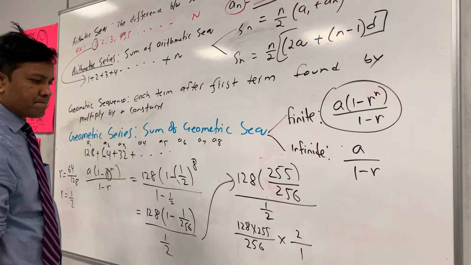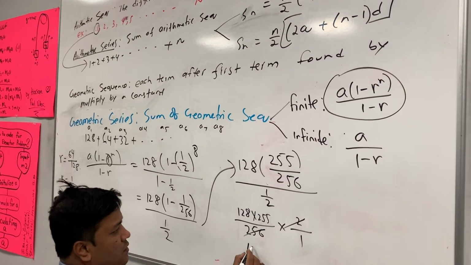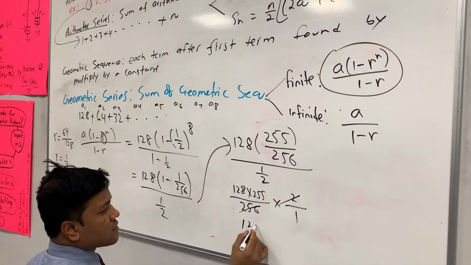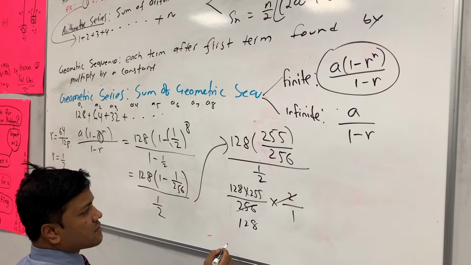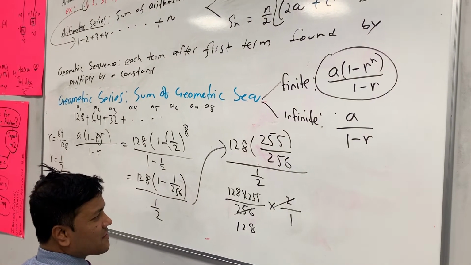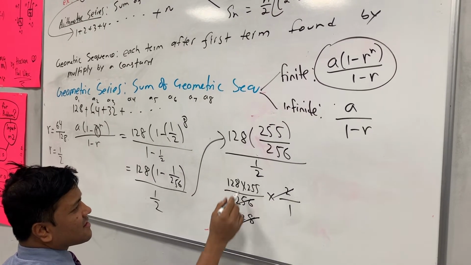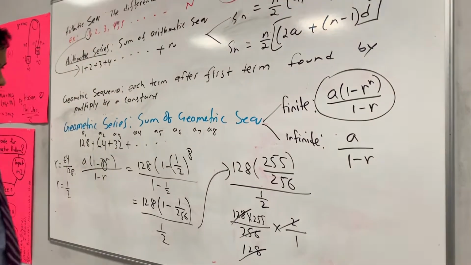Okay? So 2 goes into 256 to give 128. And this is 128. So is this 255?